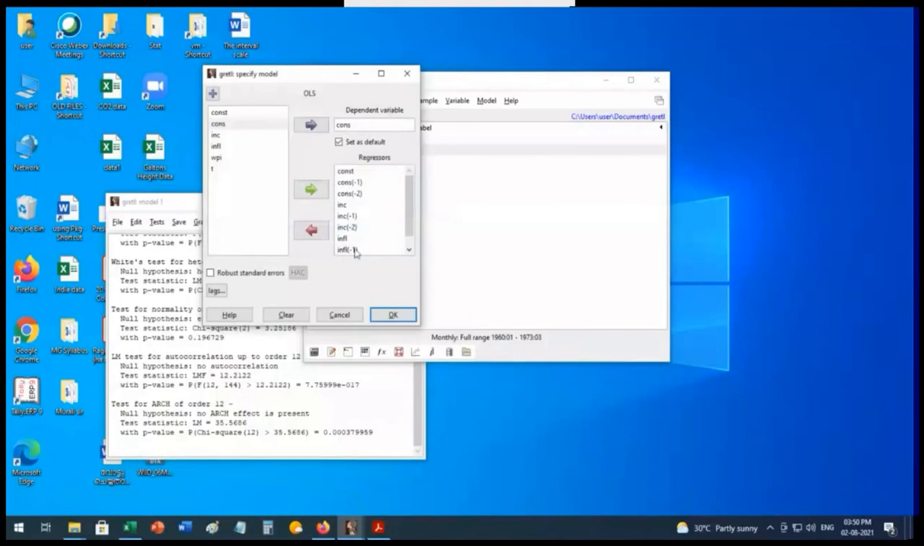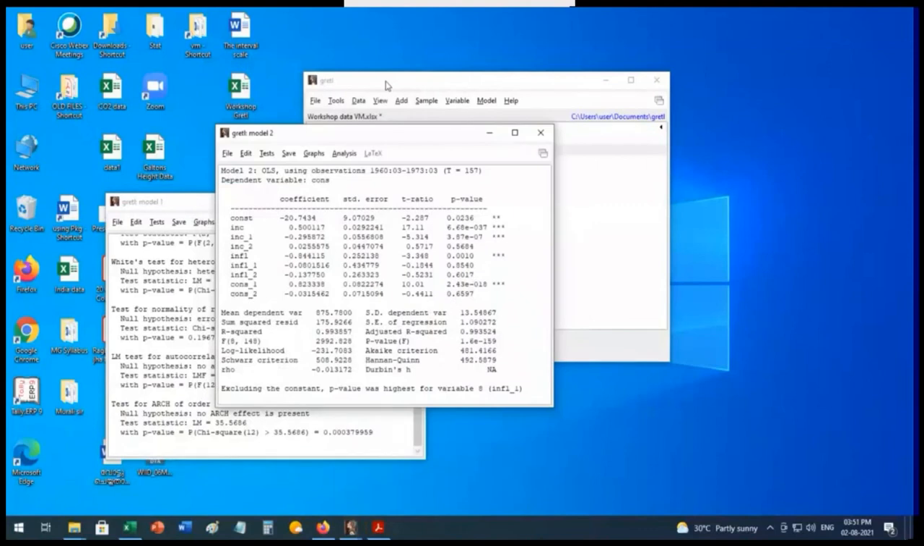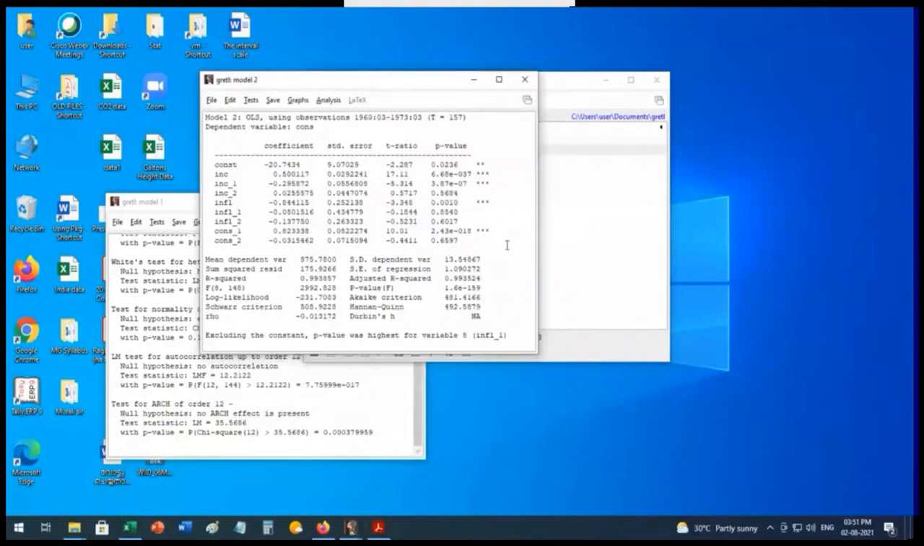So all the variables are here. Now click OK, and we have the regression result here. And at one look, some estimates do not have the star. What does it mean? They are not significant. If they are not significant, then we have to remove those variables. Which variables are not significant? Income with lag 2, inflation with lag 1 and inflation with lag 2, and consumption with lag 2.